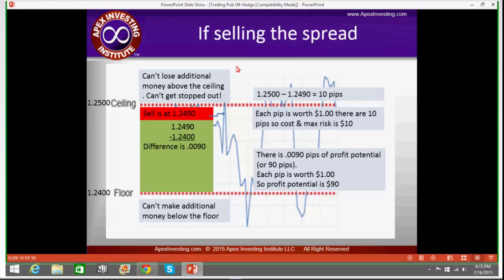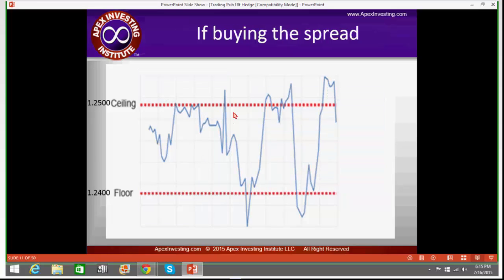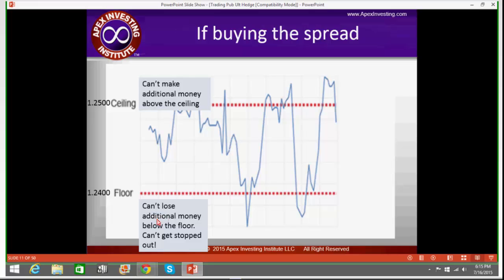But again, if it goes against you, you don't lose any more past the ceiling. Okay? So let's just look at a quick example the other way. If we're buying the spread, same thing. Can't make additional money above the ceiling, can't lose below the floor. So if, for example, we got a floor of 2,400, ceiling of 2,500, and we bought at 24.10, thinking the market's going to go up, what happens immediately?